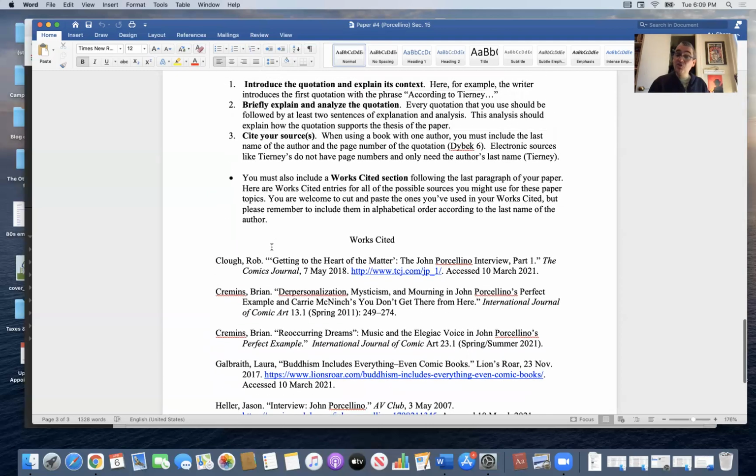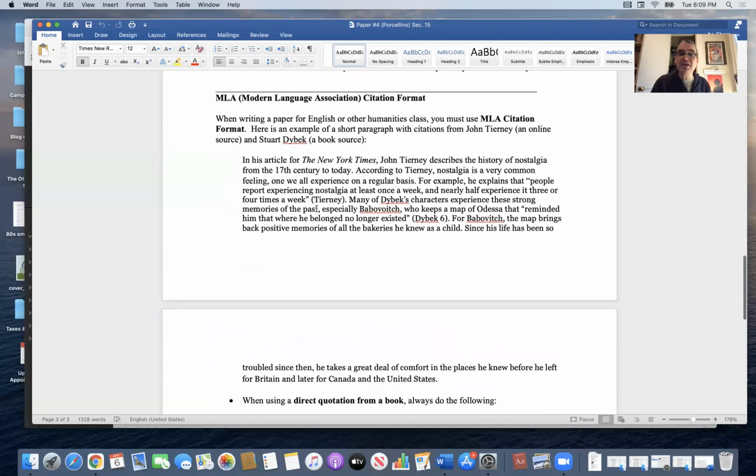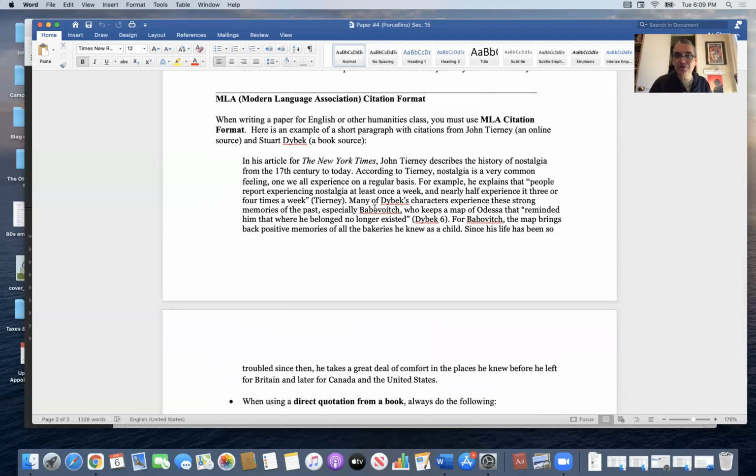Now, if you're quoting from the book itself, if you have the new edition, it's got page numbers. So that means you put his last name, Porcelino, and whatever page. So let's say I was quoting from the scene on page 52 where they go to the concert downtown here in Chicago, then it would say Porcelino 52 in the parentheses after it. And again, I've given you an example of that using Diebeck and a newspaper article that I actually used when I've taught Diebeck in the past. So that's MLA format. It's pretty straightforward.